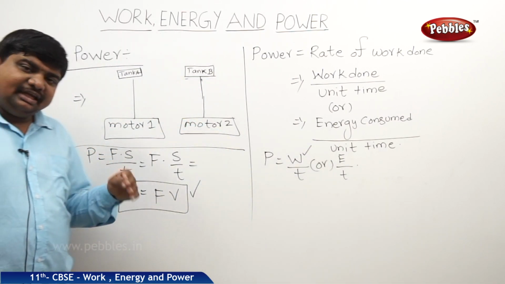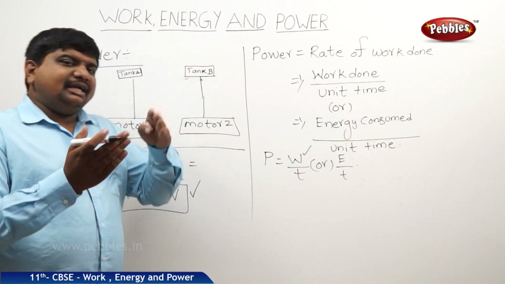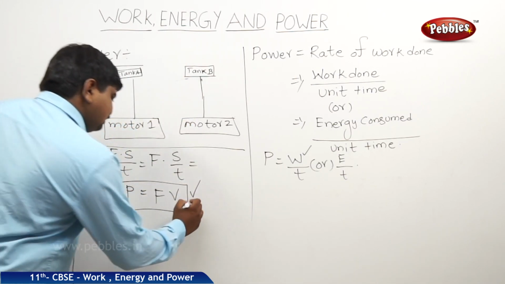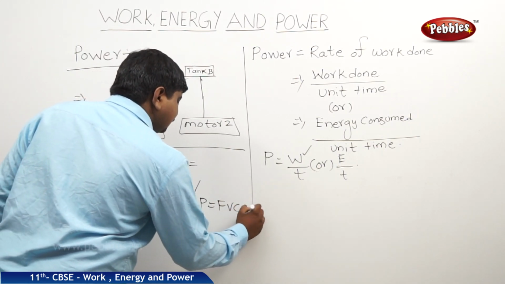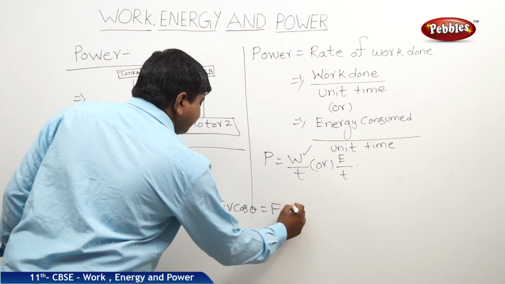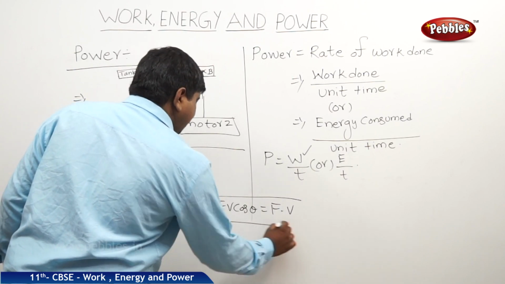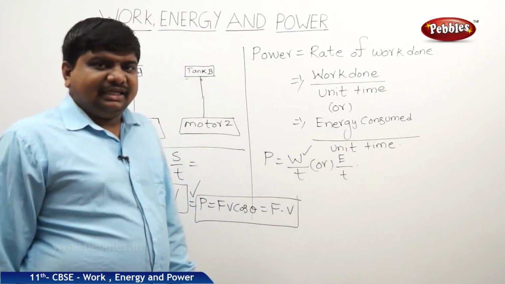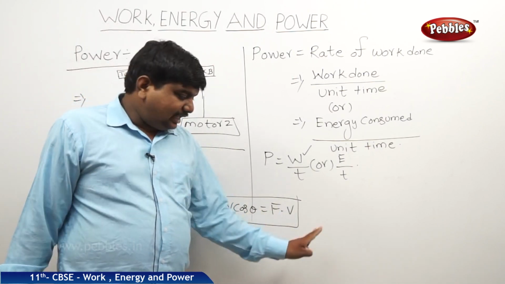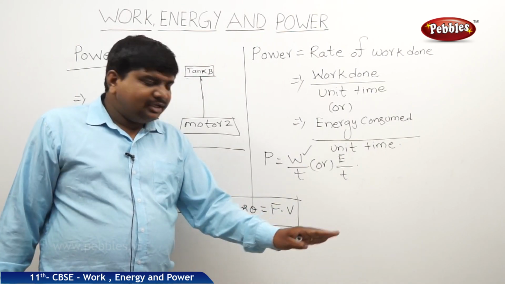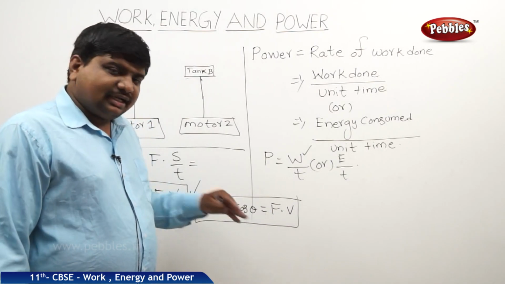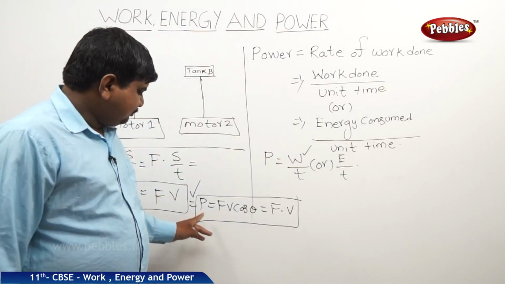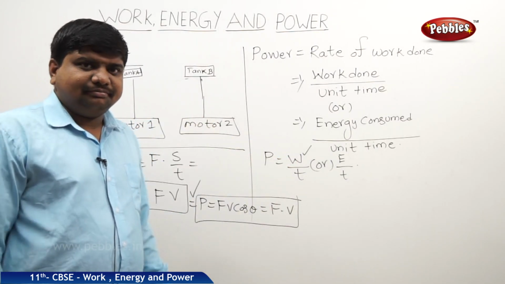If this F and V are separated by an angle, then this will be written as P is equal to Fv cos theta, that is equal to F dot V, where force and velocity are parallel to each other, in the same plane. If force and velocity are perpendicular, power will be 0. If force and velocity are in the same direction, then power is maximum.